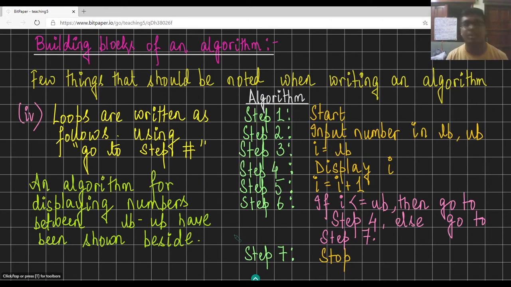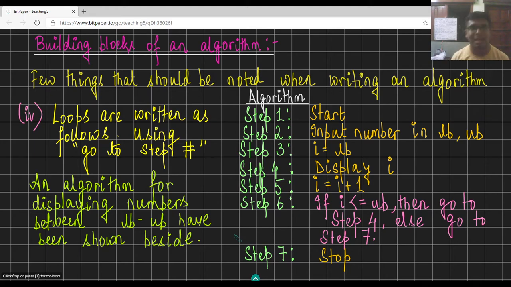Now, in an algorithm, we don't have the privilege of for loops and while loops. Therefore, what we do is we use the help of go to step number to help us repeat a few steps over and over again, right? So the algorithm that you see on the screen is for generating numbers between LB and UB, lower bound and upper bound, that has been given as input by the user.